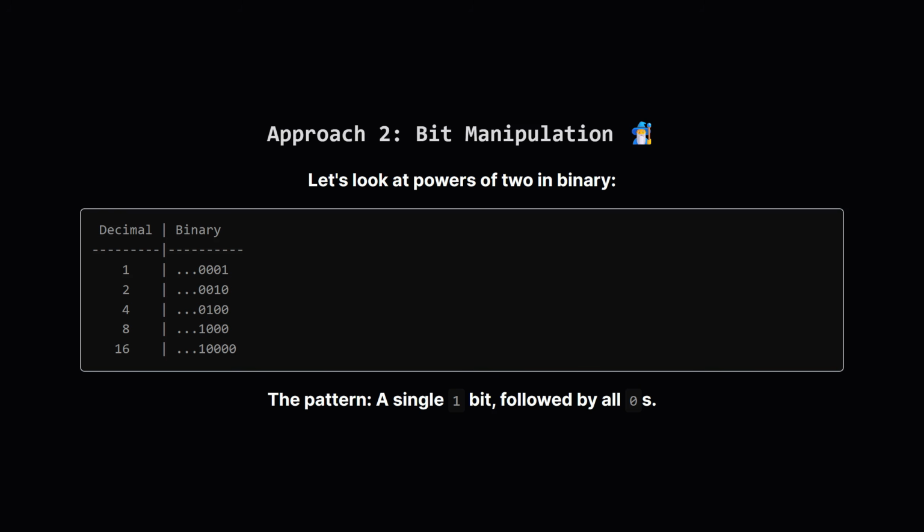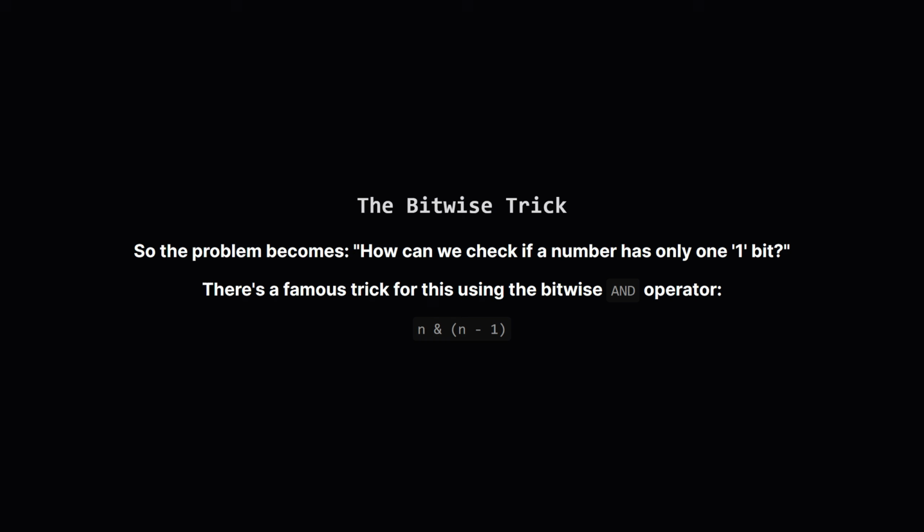1 is just a 1, 2 is a 1 followed by a 0, 4 is a 1 followed by 2 zeros. Do you see it? Every single power of 2 is just a single 1 bit, followed by some number of zeros. So the whole problem now is, how can we check if a number's binary form has exactly one 1 bit? There's a brilliant and famous trick for this using a bitwise AND operation. We check the number n AND the number n-1.